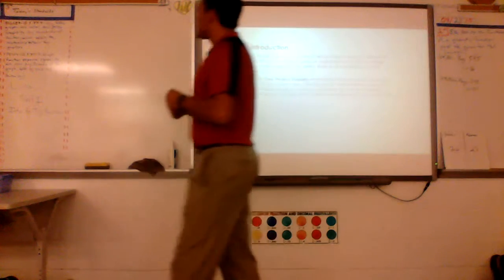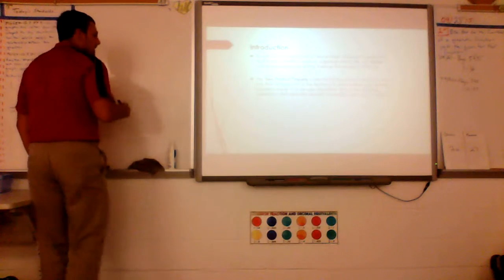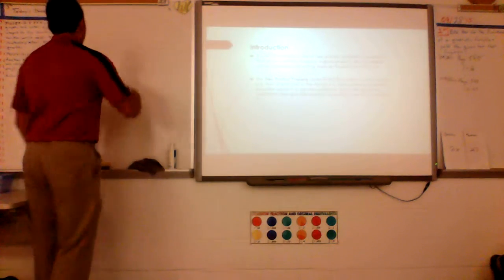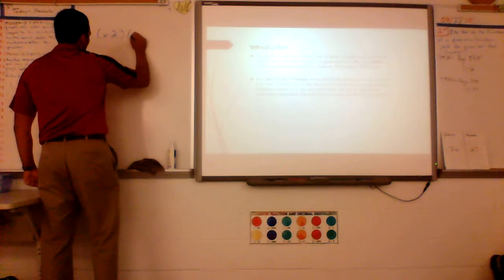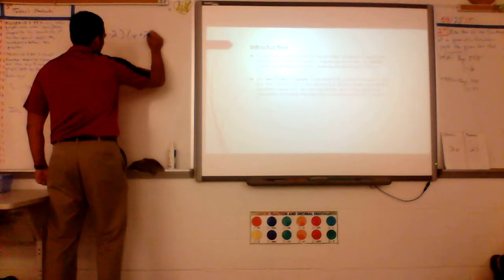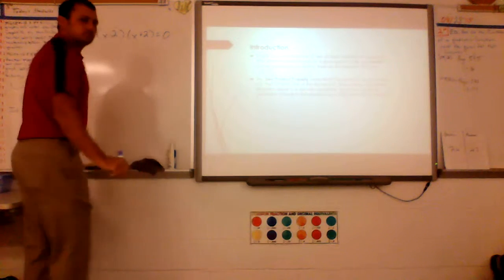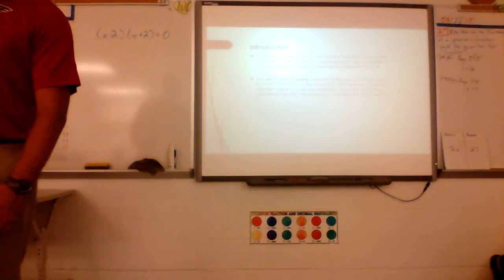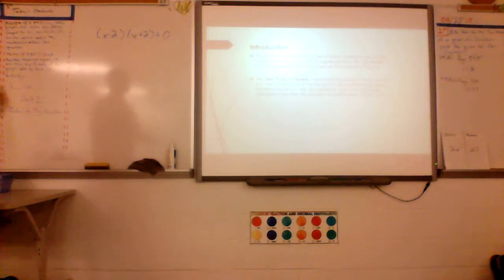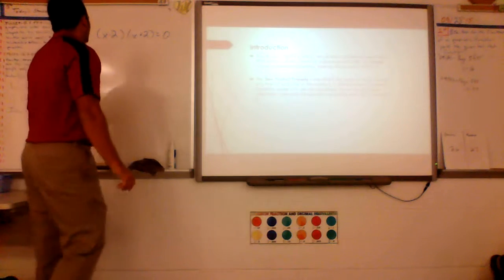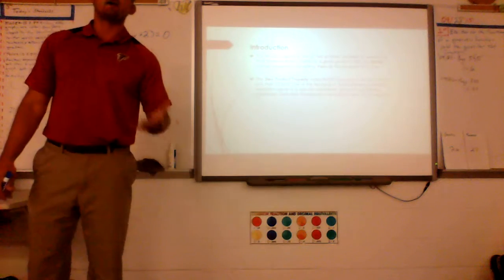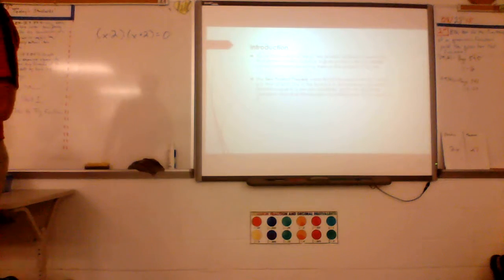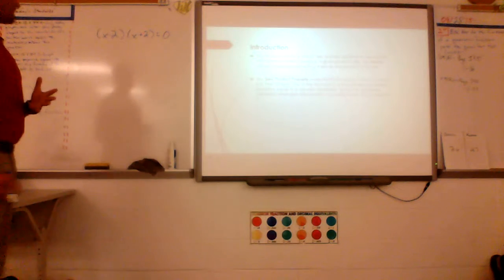Now, for example, let's say we factor something out, which we haven't really learned or talked about yet, and it looks something like x minus 2, x plus 2 equals 0. Okay? You're not done yet. Zero product property says if I have something set equal to 0, I've got to set each parentheses equal to 0 and solve for x.